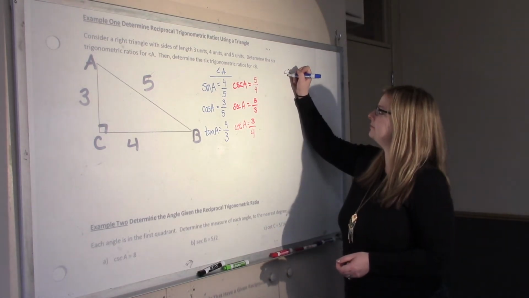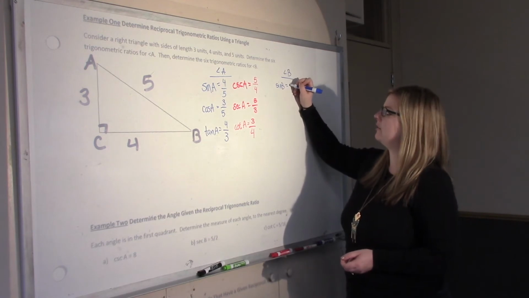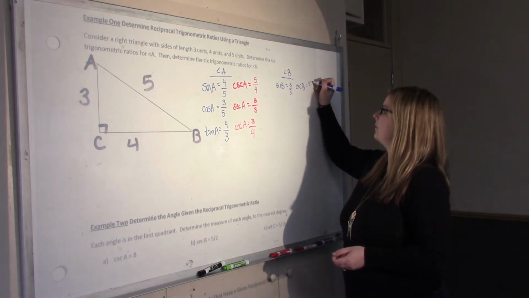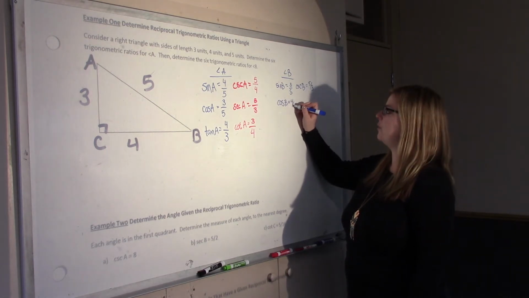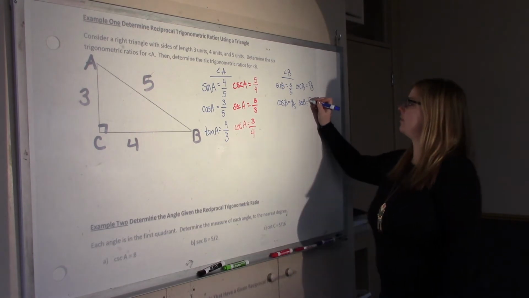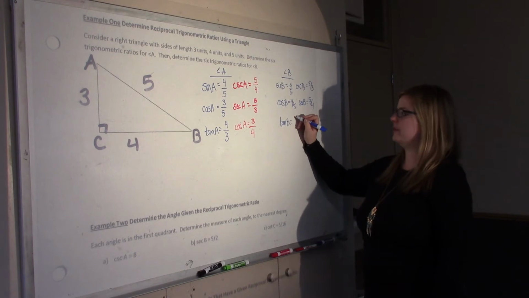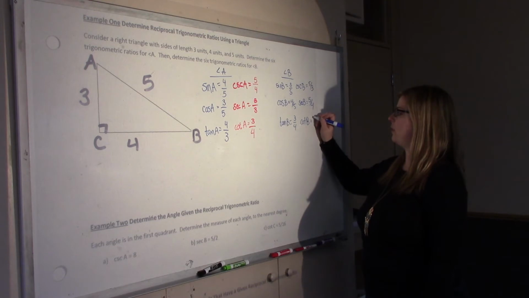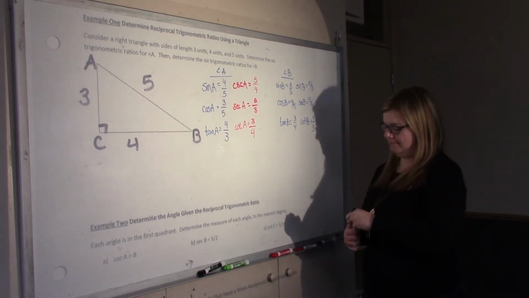So angle B, sine of B is 3/5. So then cosecant of B is 5/3. Cos of B is 4/5. So secant of B is 5/4. Tangent of B is 3/4. So cotangent of B is 4/3. And there you have it. Okay?